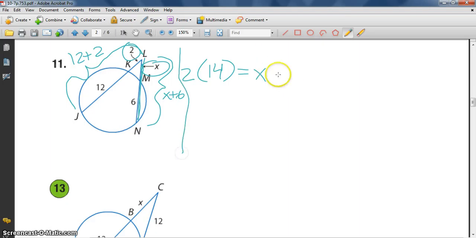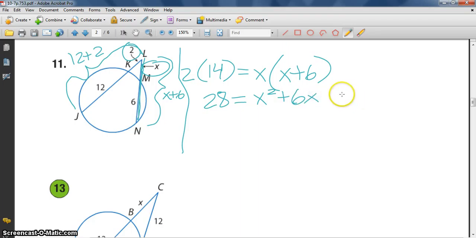So we get this equation, and we need to distribute. Now notice here we have a quadratic equation, so we want to bring everything over to one side, so subtract 28 from both sides.